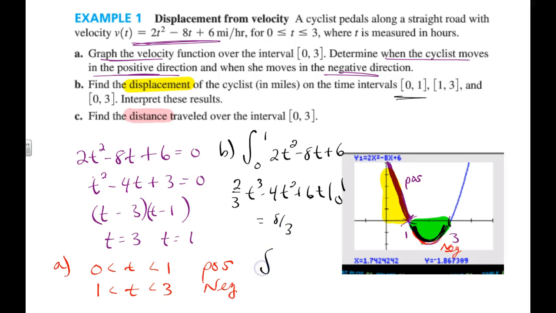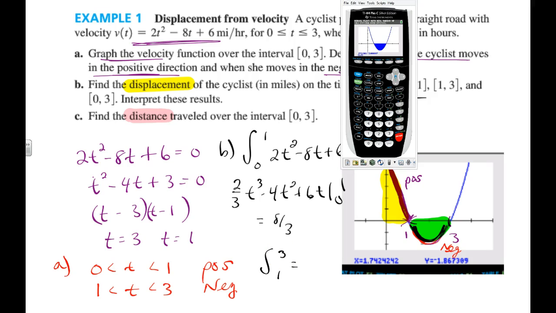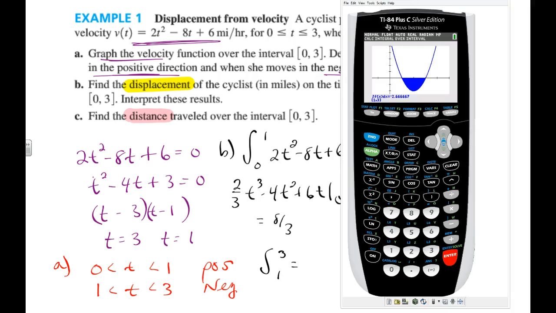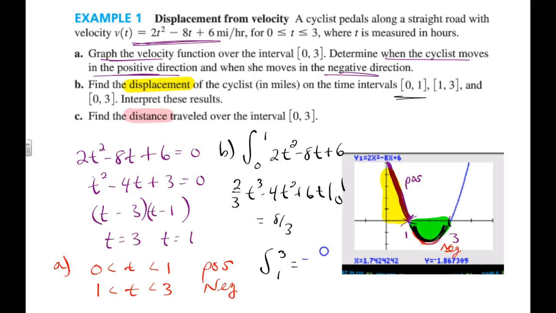I would continue to integrate between 1 and 3. Of course, you could do this on your calculator. Here I've just asked my calculator to graph or integrate between 1 and 3, and you can see it's negative 8/3. And then finally they ask to integrate between 0 and 3. Well, that would be 8/3, the yellow, plus the green, and that would be 0. So displacement means he's right back to where he started. He traveled a ways, and then he returned to his initial position.